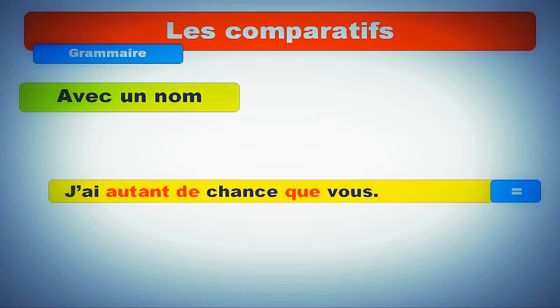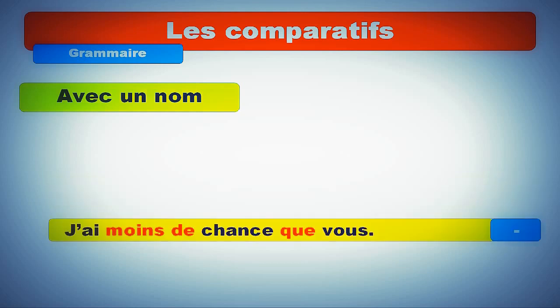Second situation, j'ai autant de chance que vous. Let's pronounce it normally now. J'ai autant de chance que vous. And then the last one, it's j'ai moins de chance que vous. So keep in mind that if you're using a name and if you want to compare it, it's plus de, autant de, moins de, and then after that, don't forget to put this que.